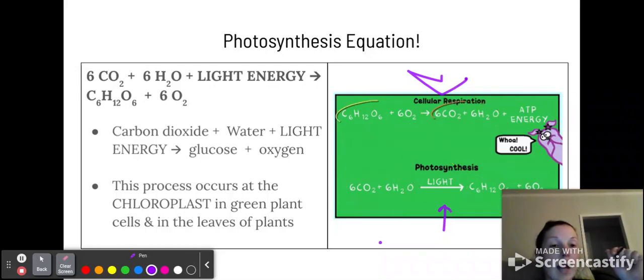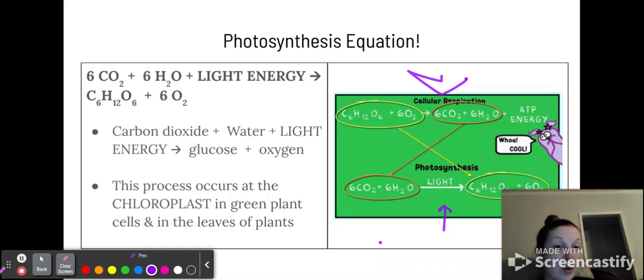So these two reactions in plants happen hand in hand. The products of one become the reactants of the other, and it becomes a cycle that these plants go through to be able to process the energy and produce the energy that they need.